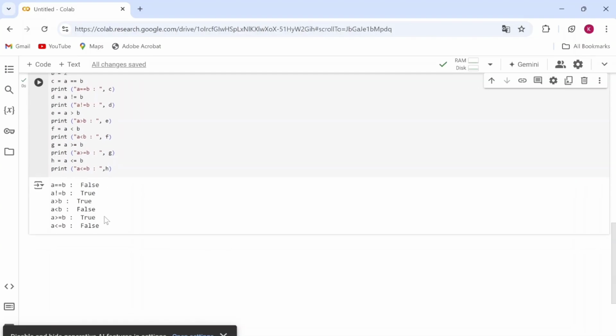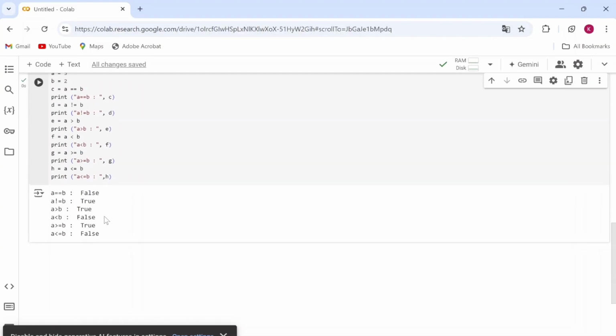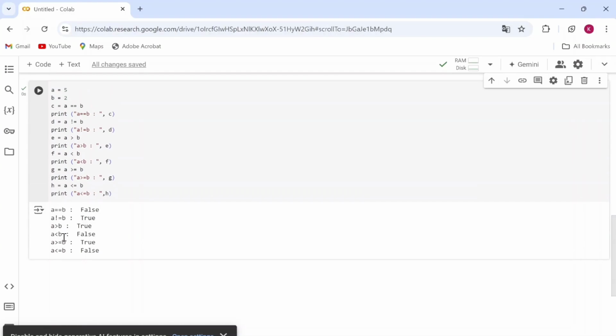Next is A is greater than B, returns true because 5 is greater than 2. Then A is less than B returns false because 5 is not less than 2. Then A is greater than or equals to B returns true because 5 is greater than 2, and A is less than or equals to B returns false because 5 is not less than 2.